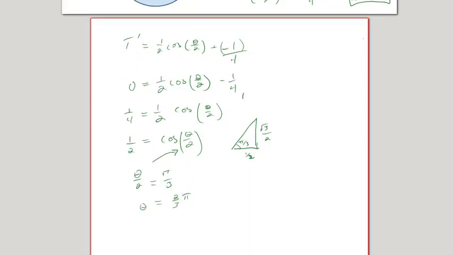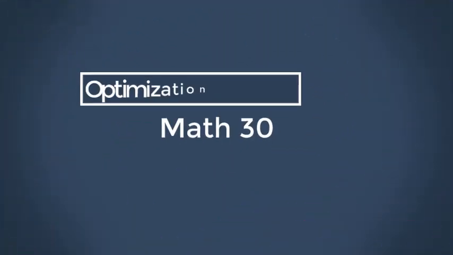Okay, so some of these are more challenging than others, so it's important to try a wide variety of these optimization problems, but give them a shot and let me know if you have any questions.